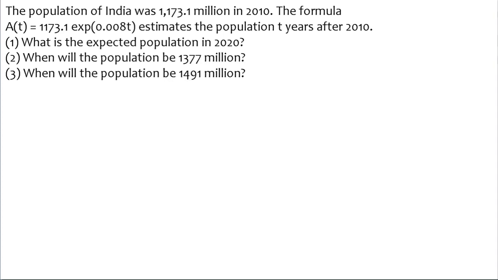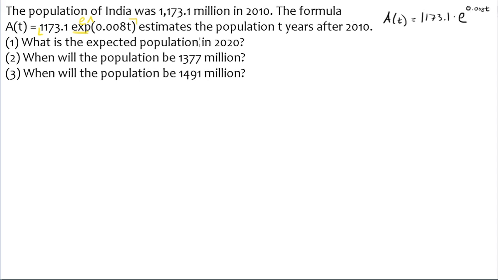Now, of note is this way that I've written the A of t formula right here. A of t is 1,173.1 times the exponential function, e to the 0.008t. Writing it like this with exp instead of e to the is very common when you're writing this stuff in text, and it's very common to see it inline in text, exp, for the exponential function.